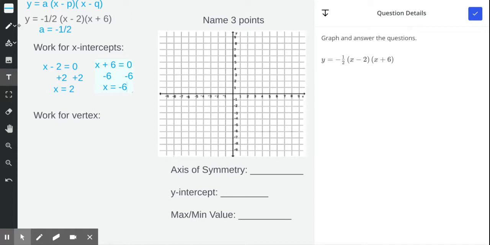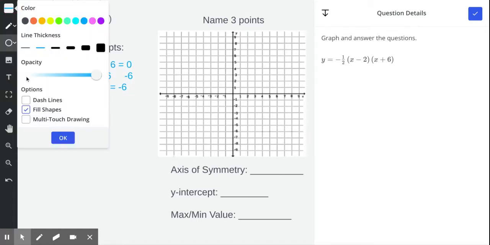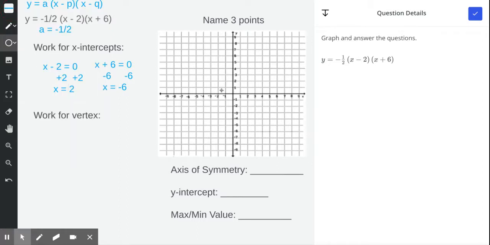The next thing I'm going to do is I'm going to plot those points. Now, I like to have fill shape. So I'm going to plot on my x-axis at 2. I'm going to plot on my x-axis at -6. Now, the next thing I need to find is my axis of symmetry, or the beginning part of my vertex.